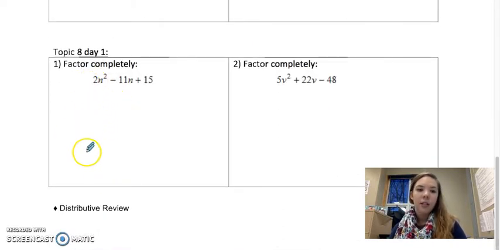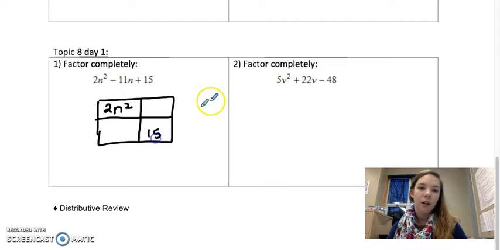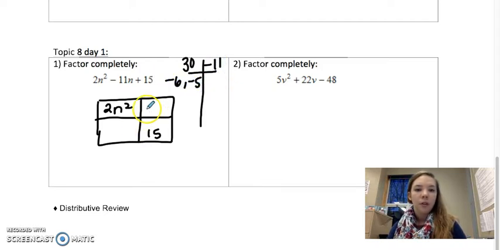Okay, now we're getting into the ones where we can't pull out a common factor. There's no common factor for these three. So I'm going to use my box method. And really it's kind of like the opposite of when we are multiplying. So I'm going to put 2n squared here and 15 here. And then I want factors of 30 that add to negative 11. So I think that would be negative 6 and negative 5. So I'm splitting that middle term into negative 6n and negative 5n.